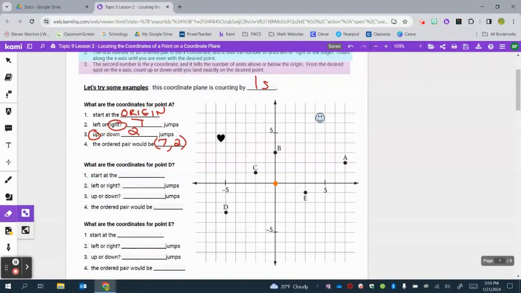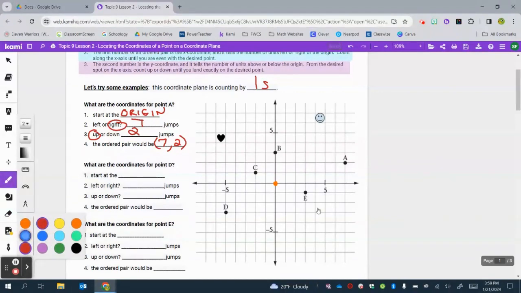If we look at the next example, which is point D, again, we are always going to start at the origin when locating the point. Point D, I can see that I am going to need to move to the left from the origin, so I'm going to jump 1, 2, 3, 4, 5 jumps to the left. And then once again, I'm even with the point that I'm trying to locate, and then I'm going to count how many jumps I need to go up or down. Obviously, in this case, we are going down, and we need to go down 1, 2, 3 jumps.